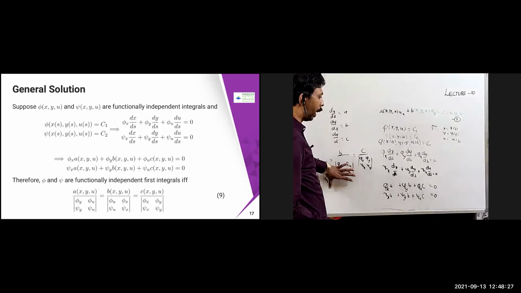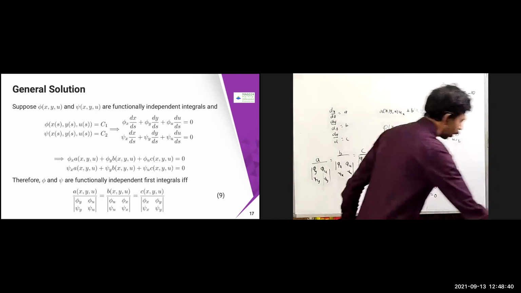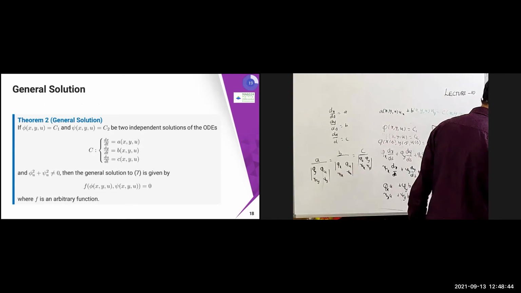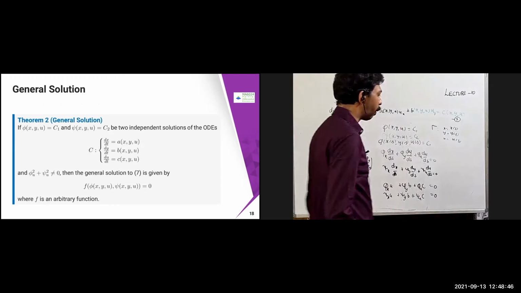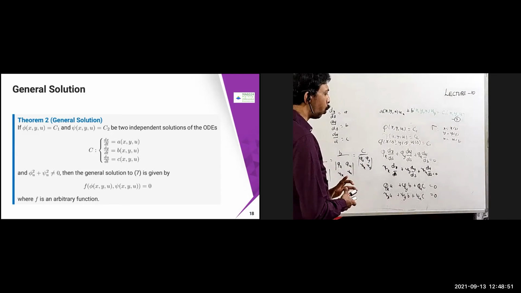So if this is going to be there, this is going to exist. Pi and psi are really functionally dependent. Then the first integrals depend on this being satisfied. Okay, so this is the condition. Let us see how we clear this one. From this, we are going to use these conditions to prove a theorem called the general solution.